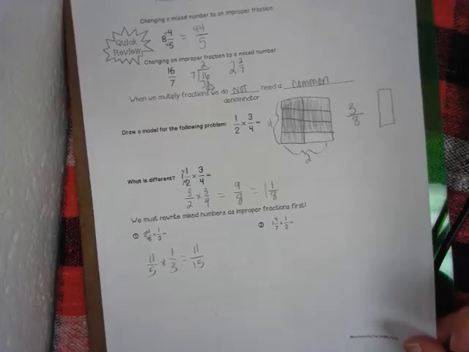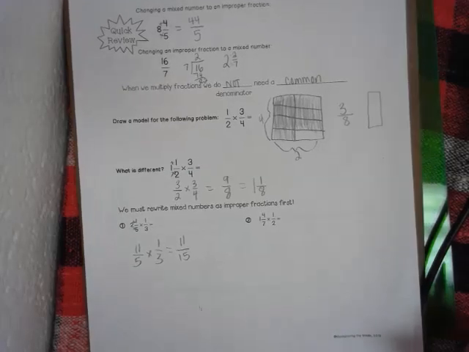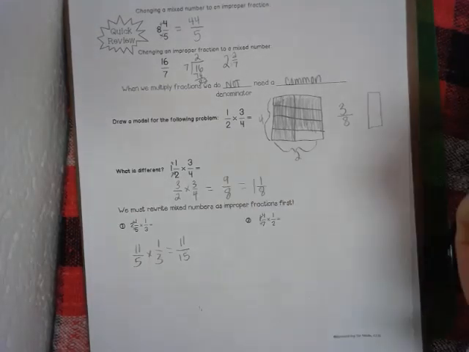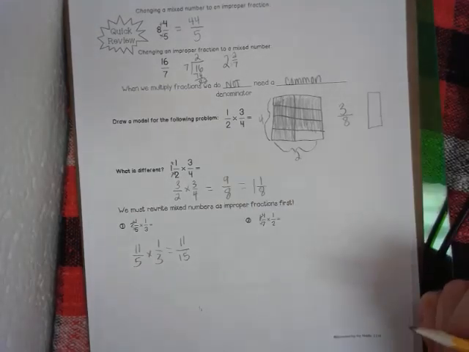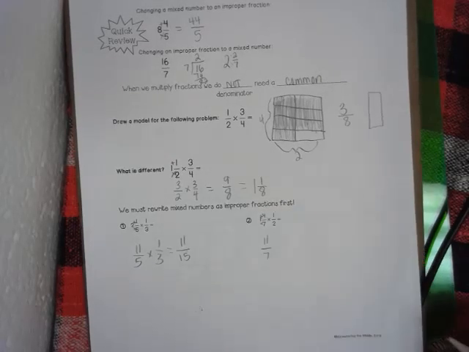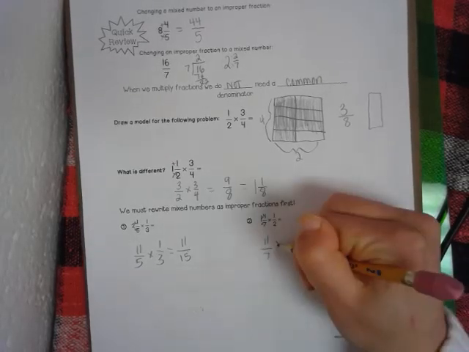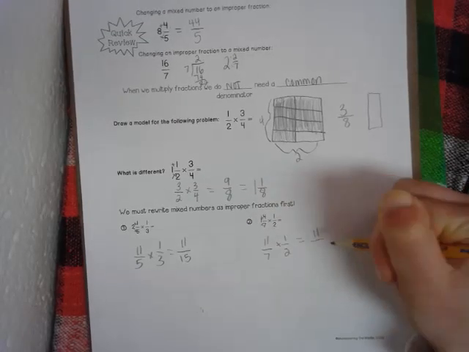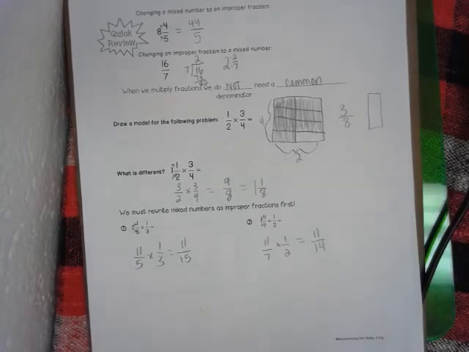1 4/7 times 1/2. Change 1 4/7 to the improper fraction. I get 7 plus 4 is 11. Denominator stays the same. And I can multiply that by 1/2. 11 times 1 is 11. 7 times 2 is 14. And that is as simple as it can be. Okay, let's turn the page.